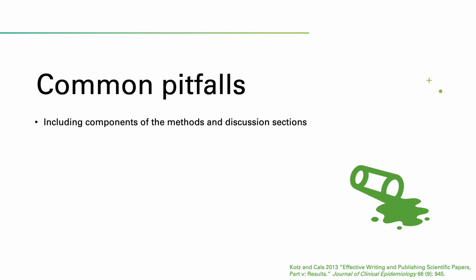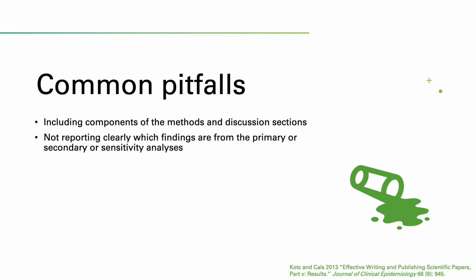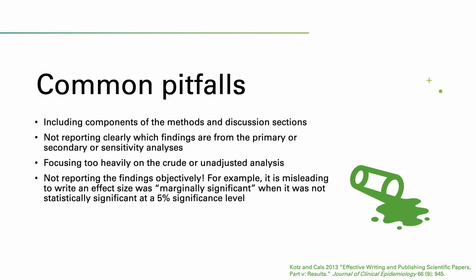Another pitfall is not reporting clearly which findings are from the primary or secondary or sensitivity analyses, as this can be confusing to the readers. Additionally, focusing too heavily on the crude or unadjusted analysis should be avoided, as most unadjusted estimates from observational studies are likely confounded. Moreover, it's very important to report the findings objectively, without trying to influence the readers. For example, it's misleading to write an effect size was marginally significant when it was not statistically significant at a 5% significance level.